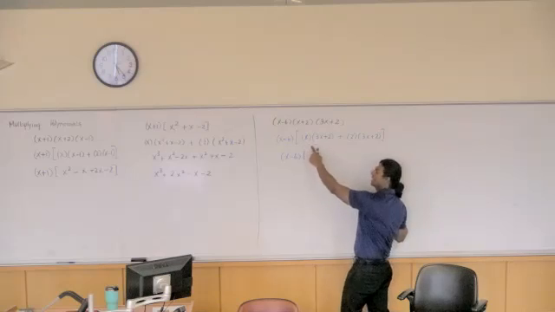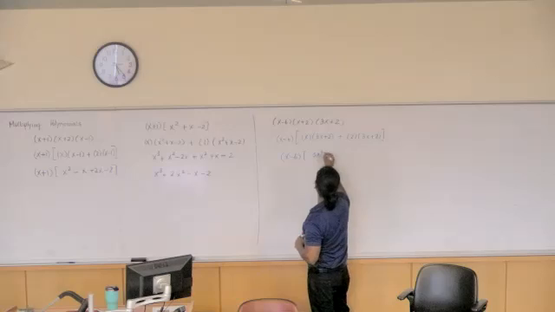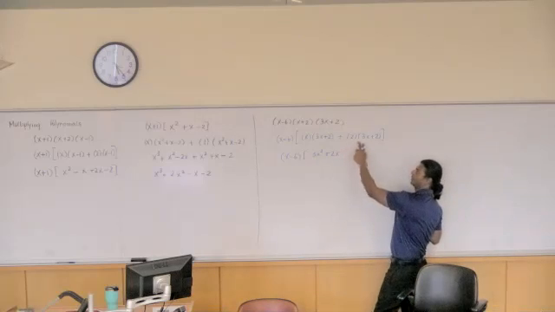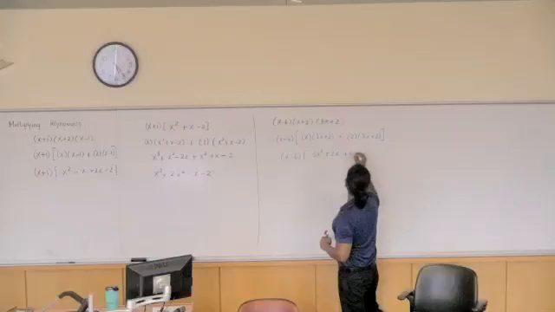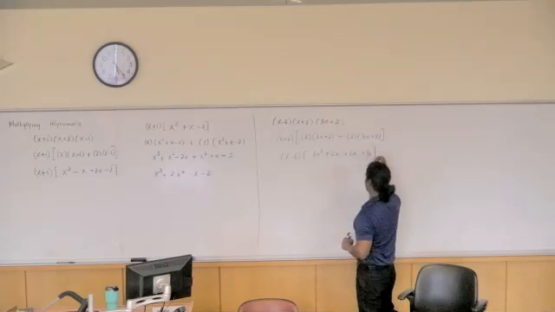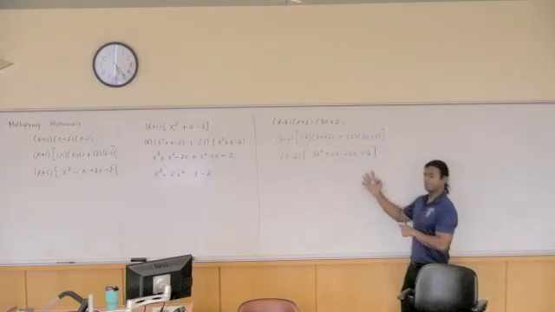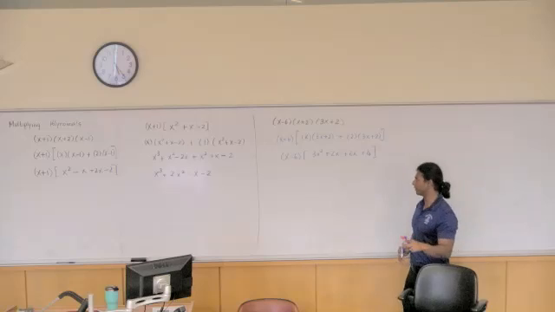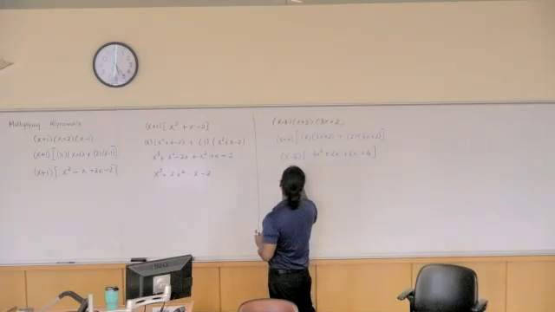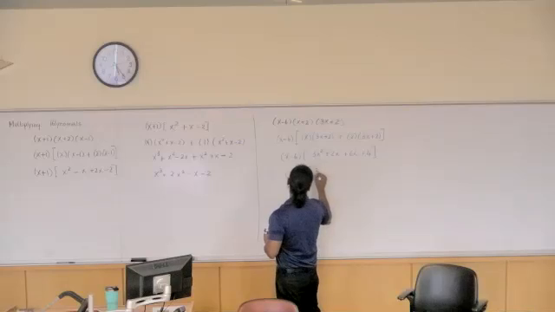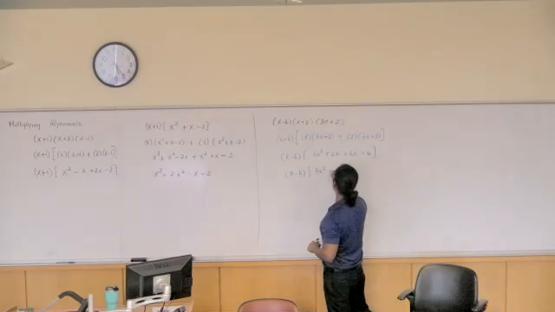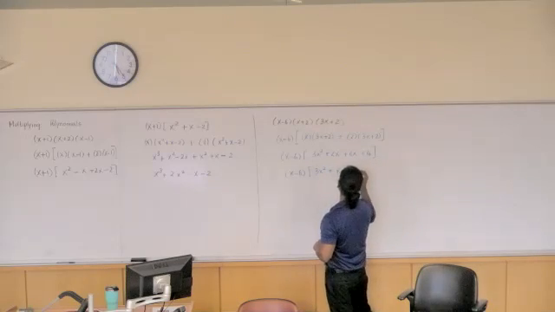x times 3x, 3x squared. 2 times x, 2x. 2 times 3x, 6x. 2 times 2, 4. Combine like terms before you move on, because if you don't do it, you will have too many extra terms. So x minus 6, 3x squared, 2x plus 6x, 8x plus 4.